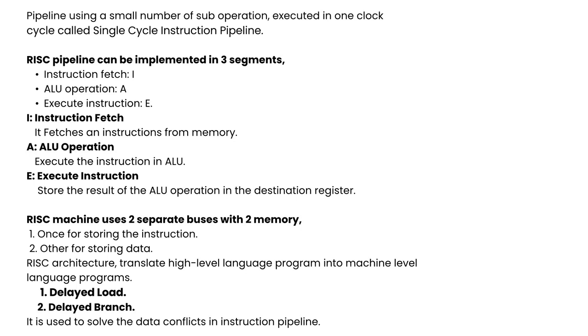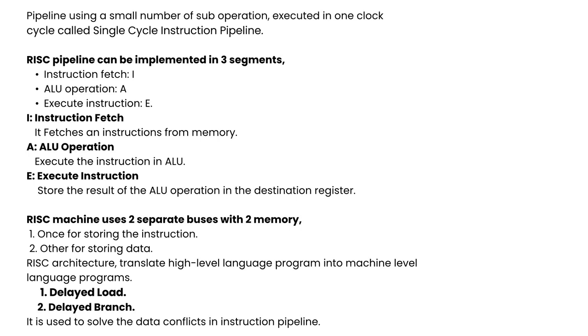Generally, pipelining using a small number of sub-operations executed in one clock cycle is called a single cycle instruction pipeline. The RISC pipeline can be implemented in three segments. The first is instruction fetch. Then we simply indicate ALU operation. That is I, A, E: I for instruction fetch, A for ALU operation, and E to execute the instruction.